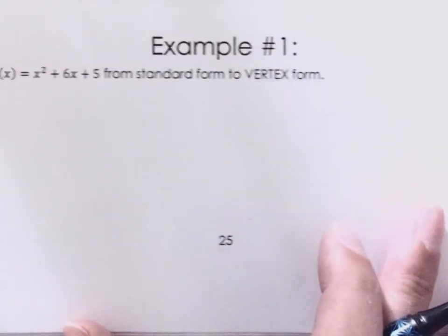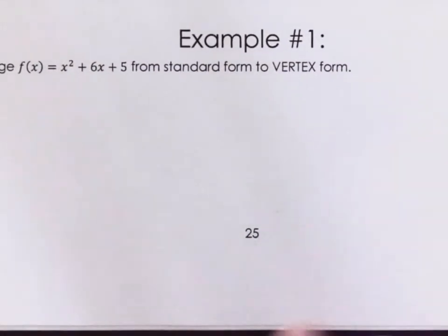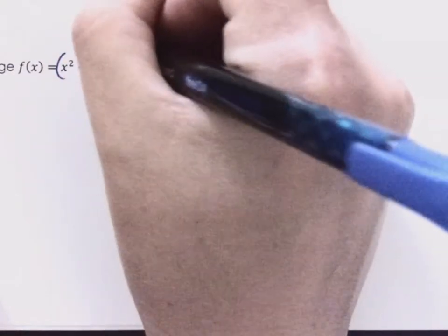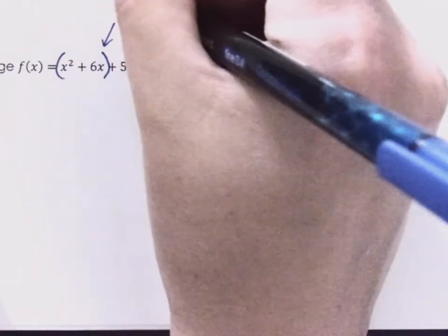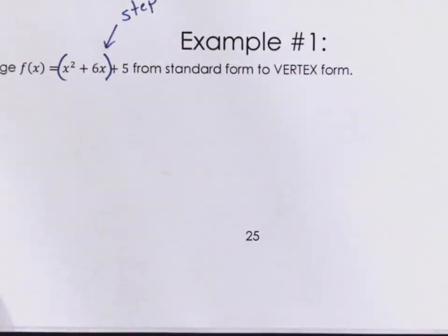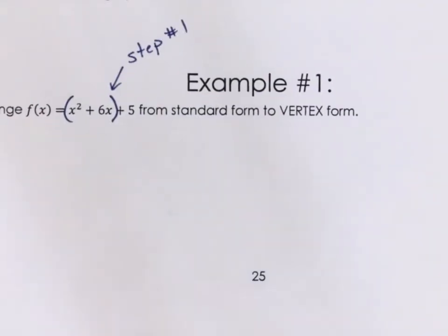All right, so here's our first one. I'm going to take you through the steps. What's step 1? Group the x's, and we're going to do that by putting brackets around the x's. So there, ladies and gentlemen, is step number 1. It's pretty crazy. All right, there we go.